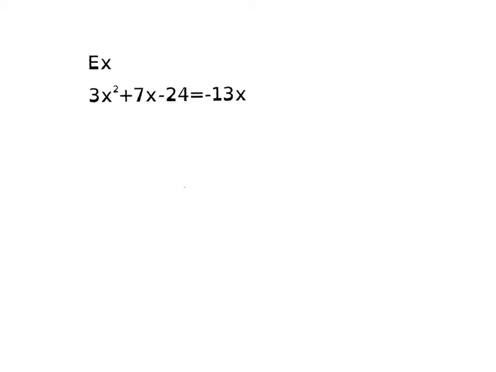So this example will show you how to solve a quadratic equation when the equation itself is not set equal to 0. So the first step here is we have to set this equation equal to 0. And that means we have to move this negative 13x over to the other side. Well, to do that, we're going to add 13x to both sides like this.